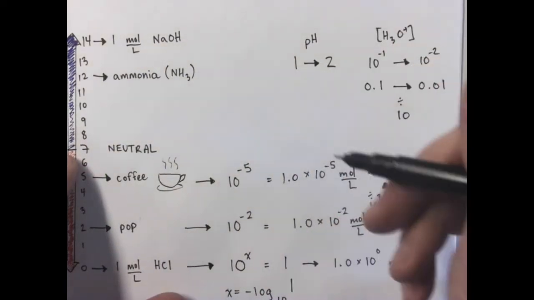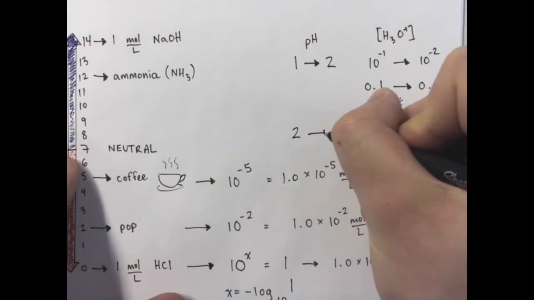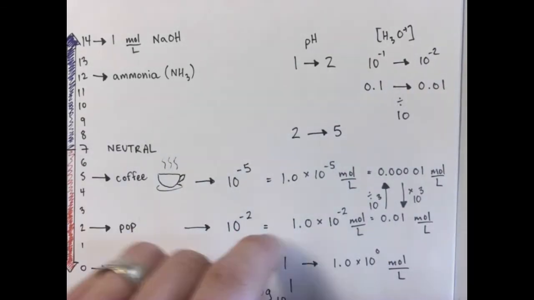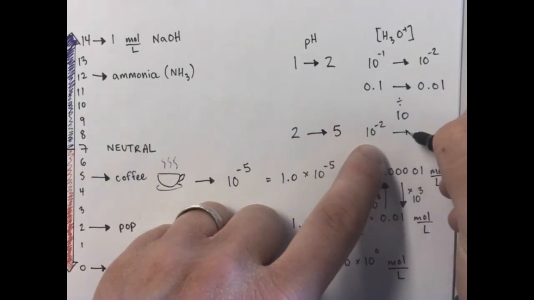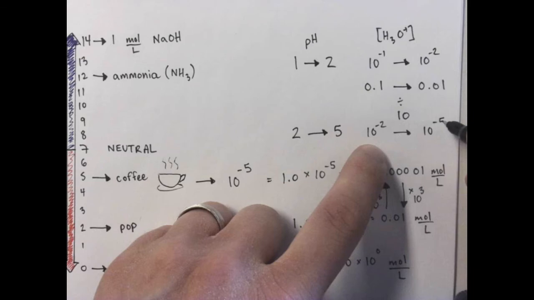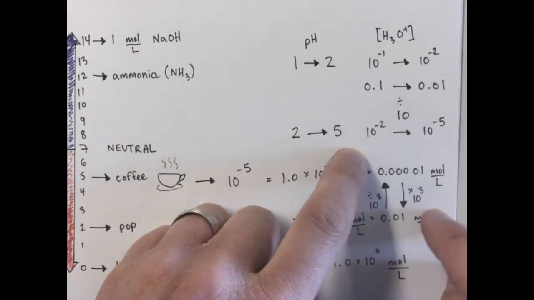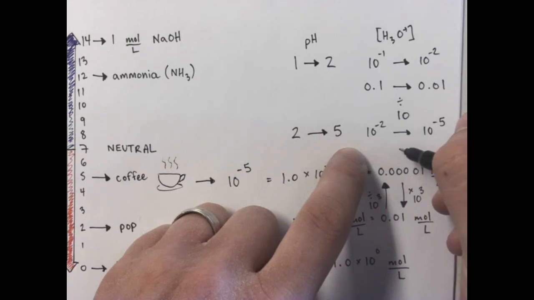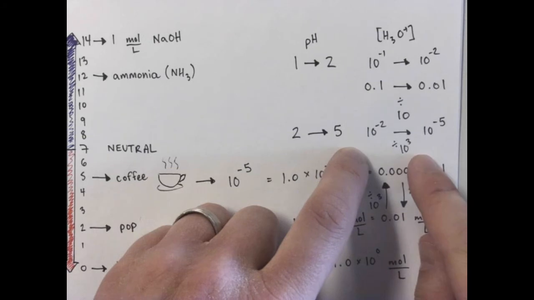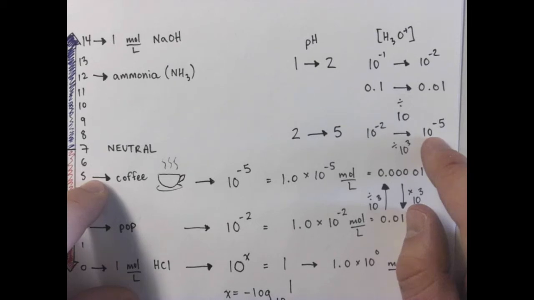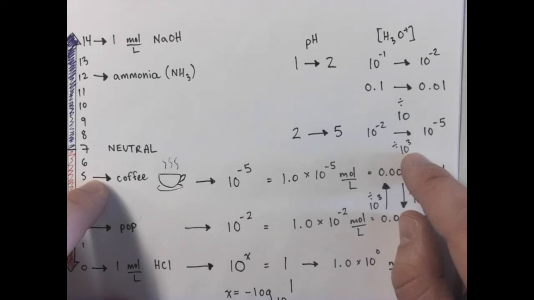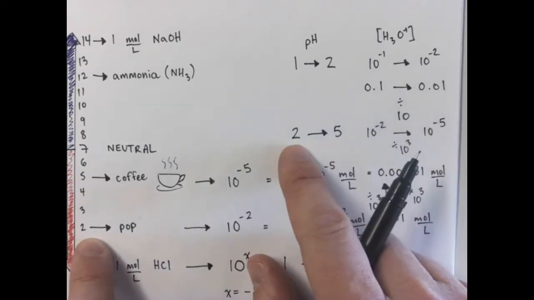Let's look at another example. Let's go from 2 to 5. Well, this means I'm going to go from a hydronium concentration of 10 to the minus 2 to a hydronium concentration of 10 to the minus 5. And it's just like what I was doing here. In order to get that, I have to divide by 10 to the 3, and 10 to the 3 is actually 1,000. So what this means is that coffee with a pH of 5 has a hydronium concentration that is 1,000 times lower than pop with a pH of 2.